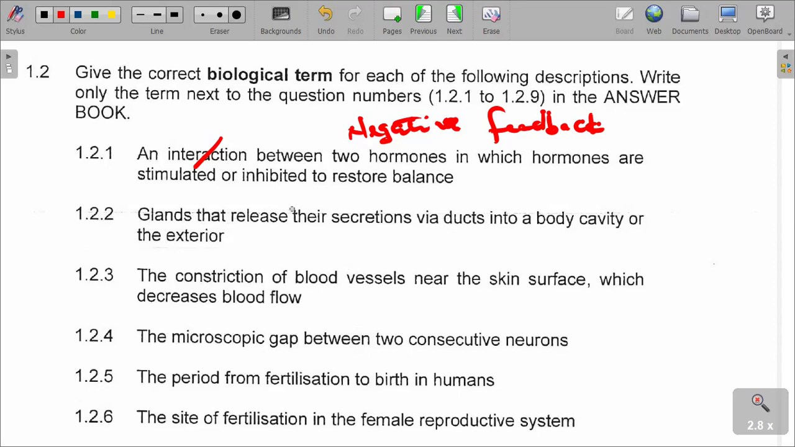And then glands that release their secretions via ducts into a blood cavity or the exterior. We are talking about those glands that secrete their secretions via ducts, so they are carried through tubes, or the exterior. So now, we have got endocrine and exocrine. Those which carry the hormones through tubes or ducts are called exocrine glands.